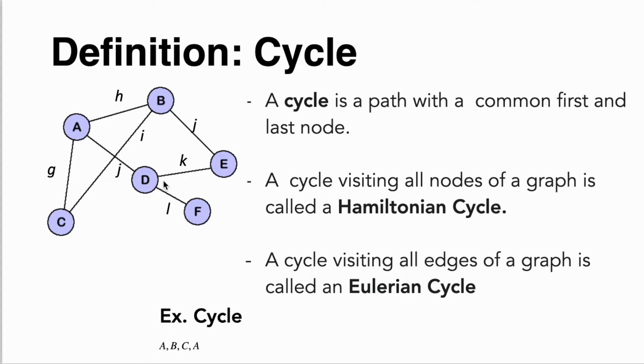Now we move on to cycles. A cycle is just a path but with a common first and last node. A cycle visiting all nodes of a graph is called a Hamiltonian cycle. On the other hand, a cycle visiting all edges of a graph is called an Eulerian cycle.